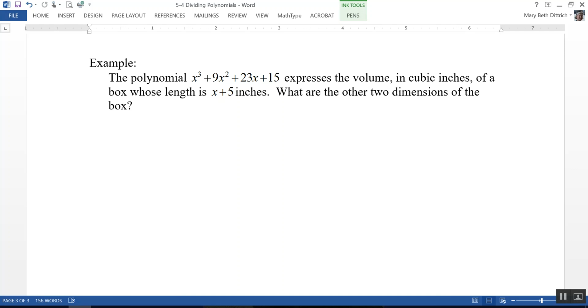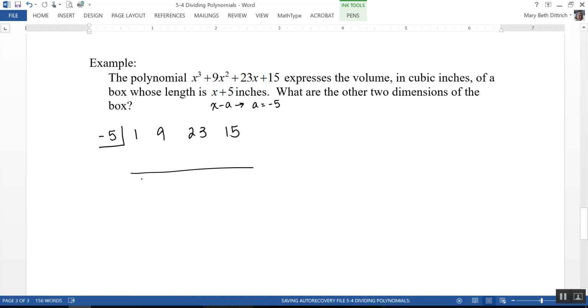So I'm going to take my polynomial and divide it by my binomial x plus 5. Now remember, this is in the form x minus a, so that means in this case my a, or the number in the box, is going to be a negative 5. So negative 5 goes out here. Pull off your coefficients, 1, 9, 23, and 15. Leave a space, draw a line, bring down your first coefficient, and now multiply.